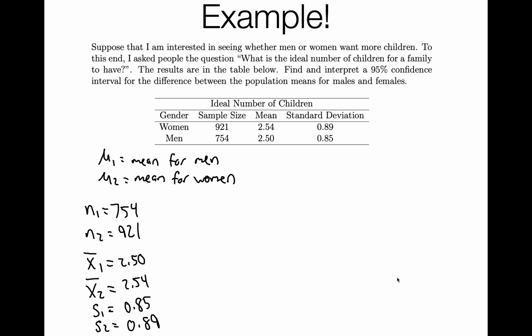Thus, I look for next the assumptions. The assumptions of the interval are: are the samples independent? There was nothing in the problem that would make me think that they're related in some way, so yes. Okay, unequal variances.